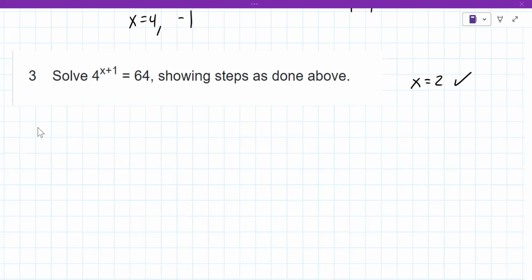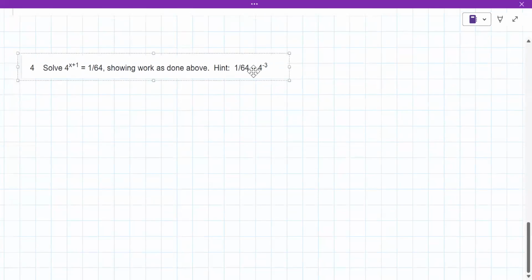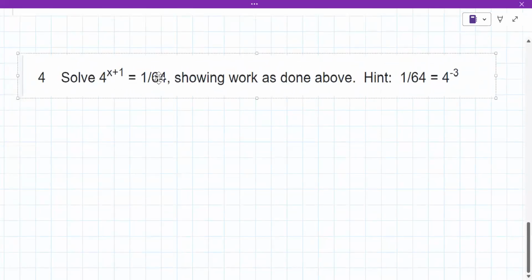So number 4 here, it says to solve 4 to the x plus 1 equals 1 over 64, but they give you a hint over here on the right. That should be enough for you to be able to solve this because the bases are then the same. So let me go ahead and work through that. Let me know if you have any questions.